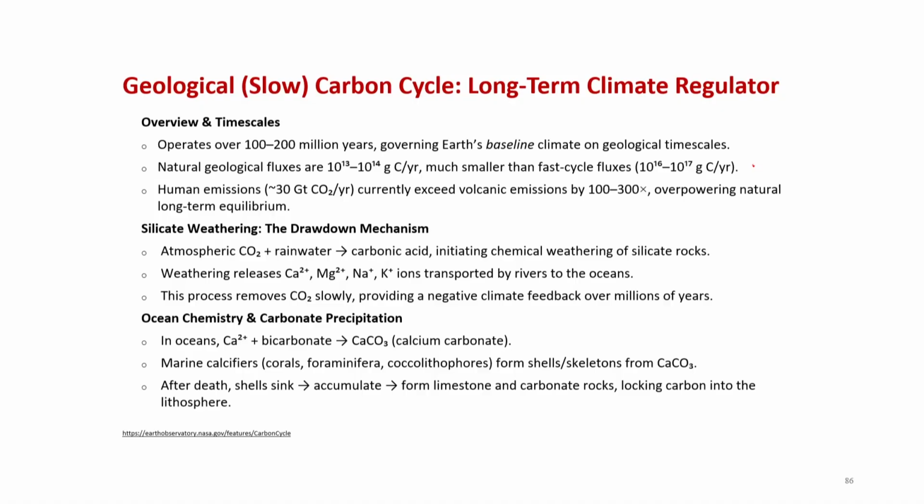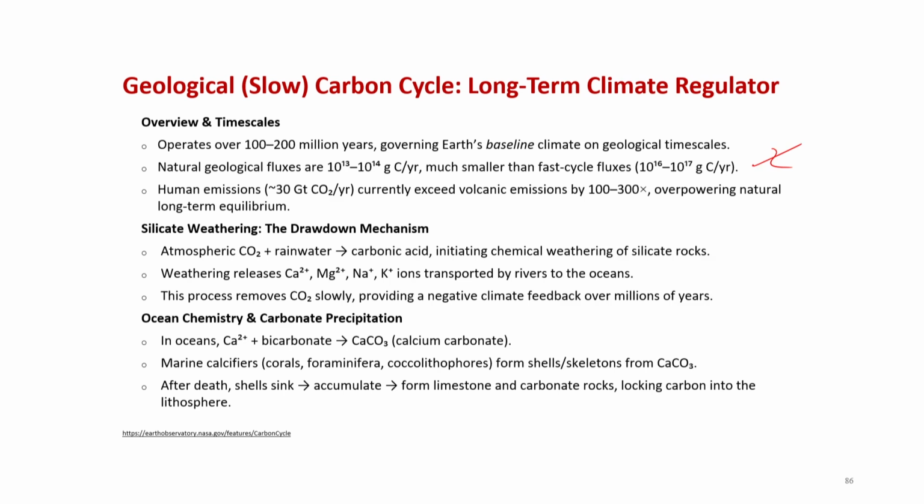But the thing which is responsible for regulating the climate is actually the slow carbon cycle. This happens over a very long duration of time. So it has an overall lower potential compared to the fast cycle, which is about 10 to the power 13 to 10 to the power 14 grams of carbon per year, compared to 10 to the power 16 to 10 to the power 17 grams per year for the fast cycle.